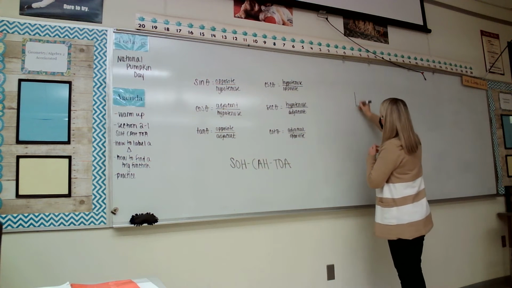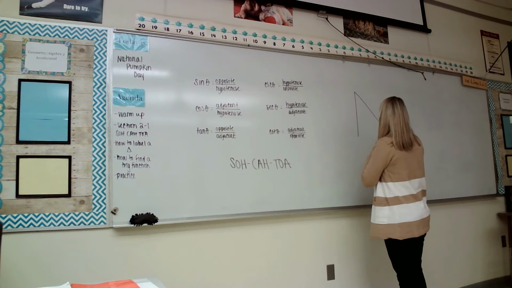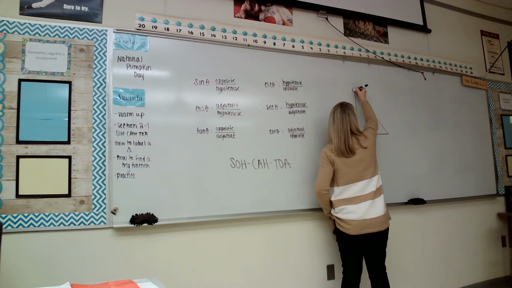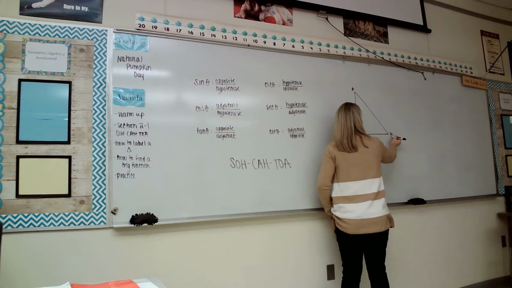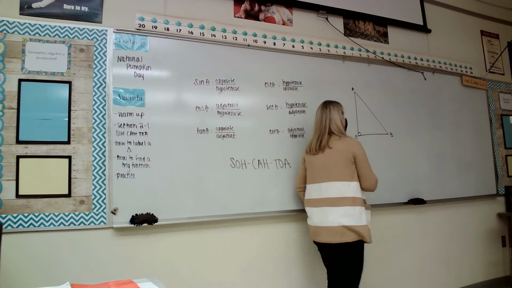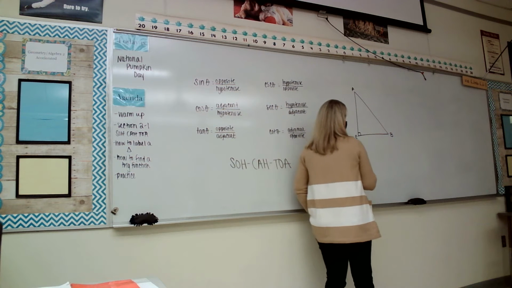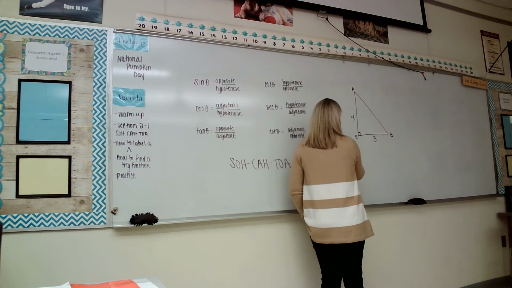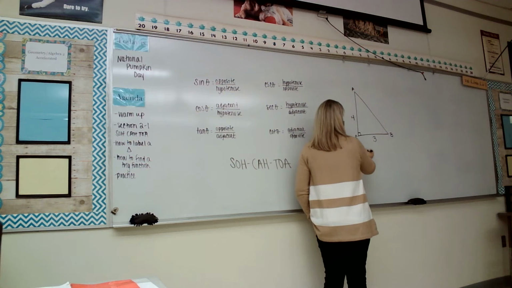All right, so what do we get? I'm like the worst artist as well. Okay, so we're still gonna label this ABC. I'm gonna say C is the right angle, and I'm gonna say this is the side 3, and this is the side 4, and I want to find sine of A.